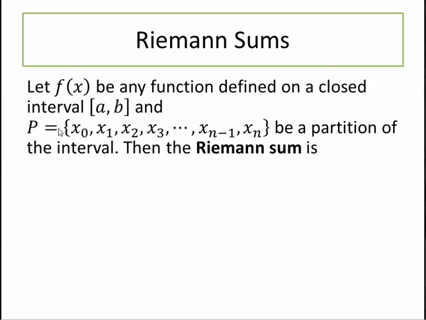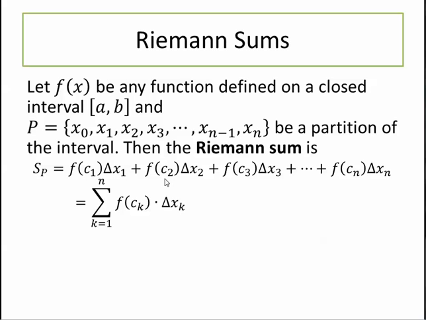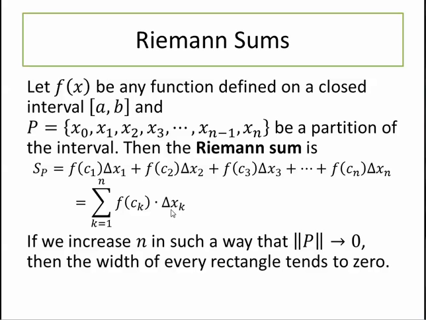We'll still let p be a partition of the interval a, b. Now we'll define the Riemann sum for this function to be exactly what we did before. It's a sum as k goes from 1 to n of your function evaluated at c sub k, where c is some point in the kth interval, times delta x sub k, which is the width of the kth interval. If we increase n in such a way that the partitions of p go to 0, then the width of every rectangle is going to go to 0.